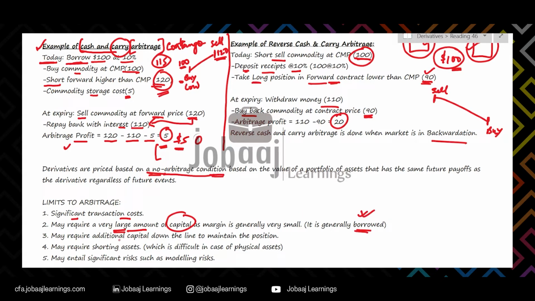Then it requires additional capital down the line to maintain the position. Many times it happens that you have to square off the position multiple times until the expiry of the contract, so that requires maintaining additional capital. Fourthly, it may require shorting of assets, which is difficult in case of real estate and other physical assets. And lastly, it may entail significant risks such as modeling risk.